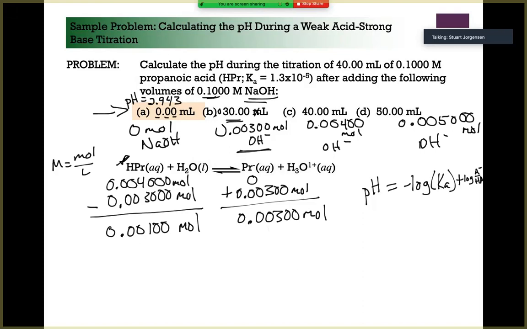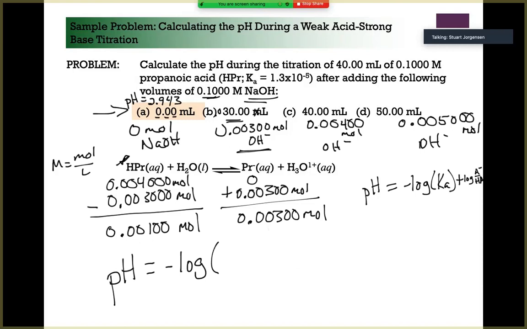And so if we took these different moles and divided by the new total volume, the new volume being 70 mL, you'd end up with 70 divided by 70, which actually cancels out. We can sneak a little shortcut in our work. We want to know what the new pH is going to be. We're going to take the negative log of Ka.